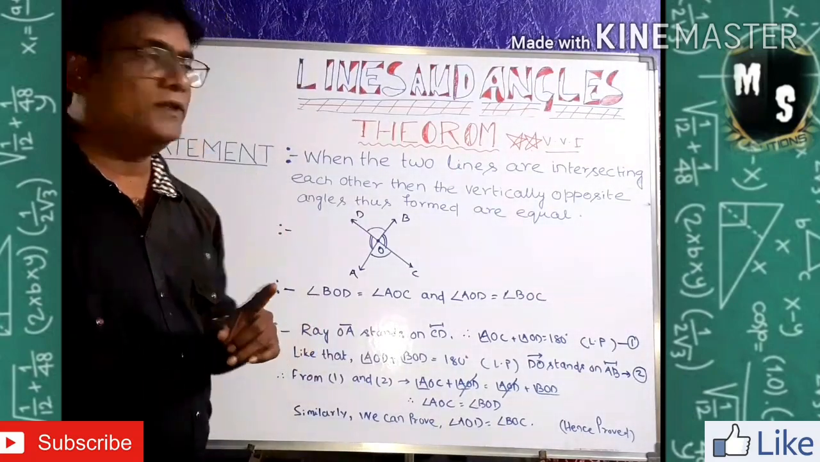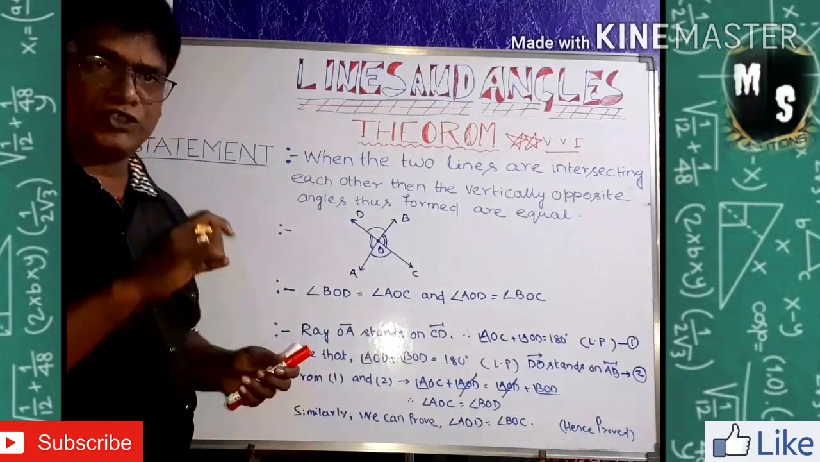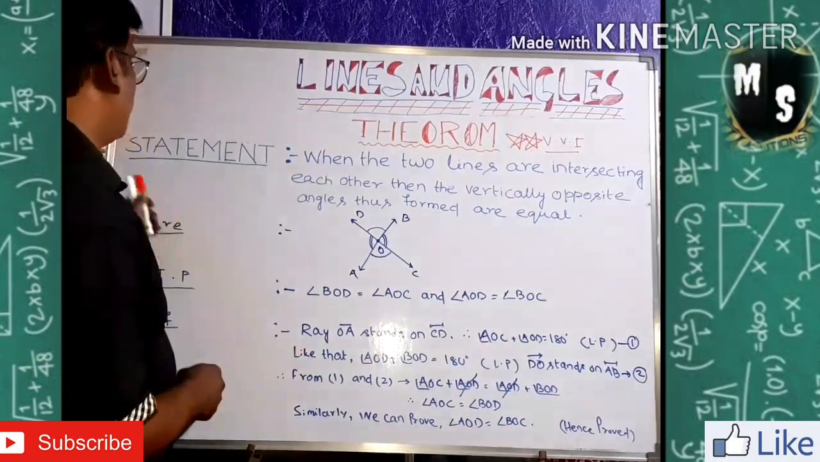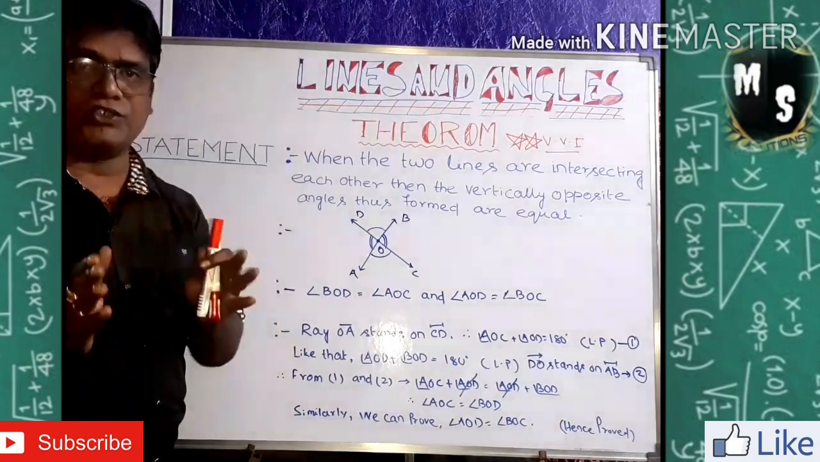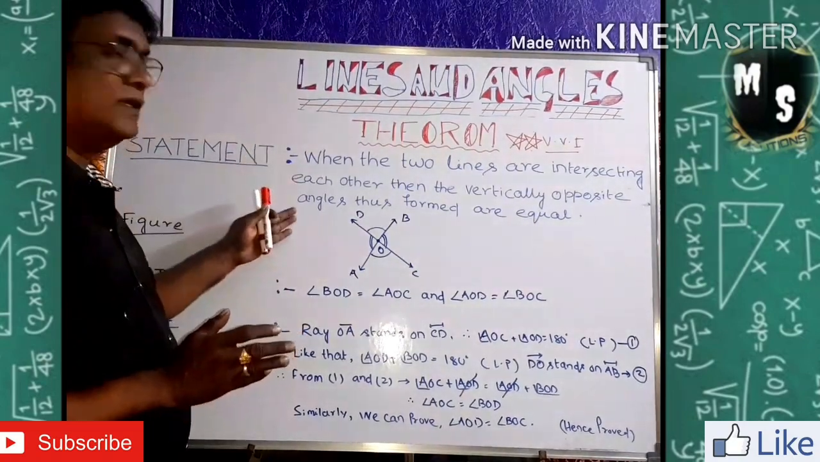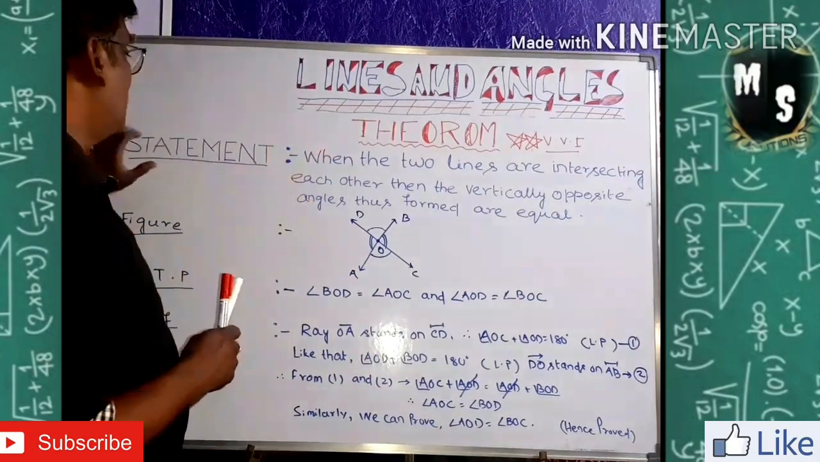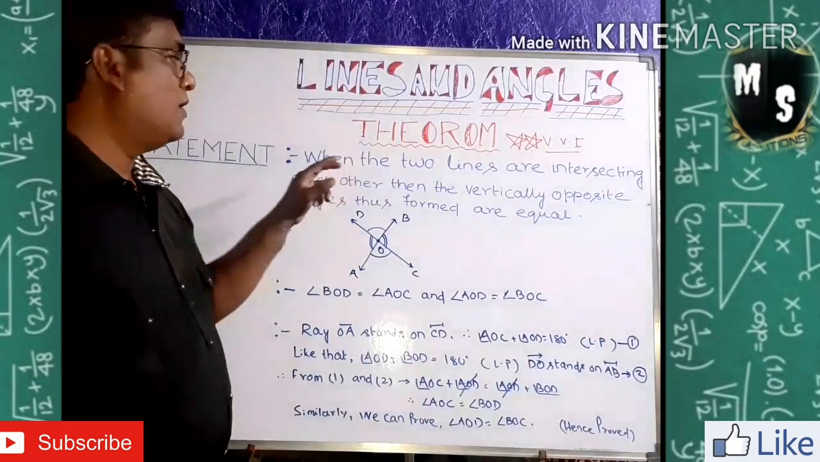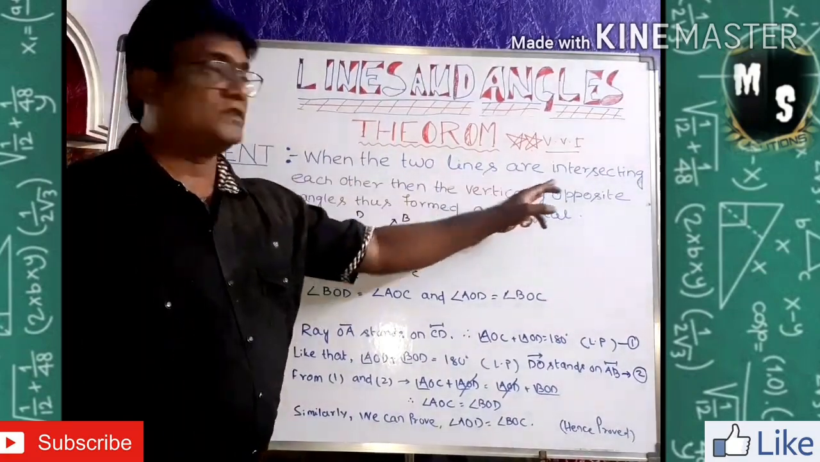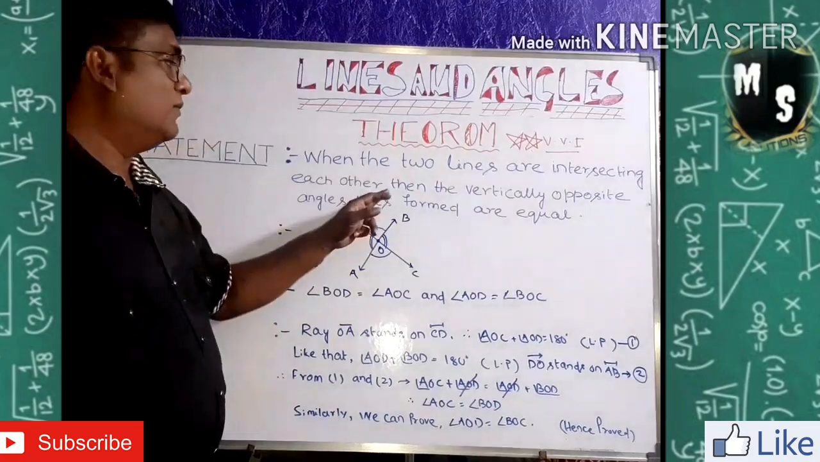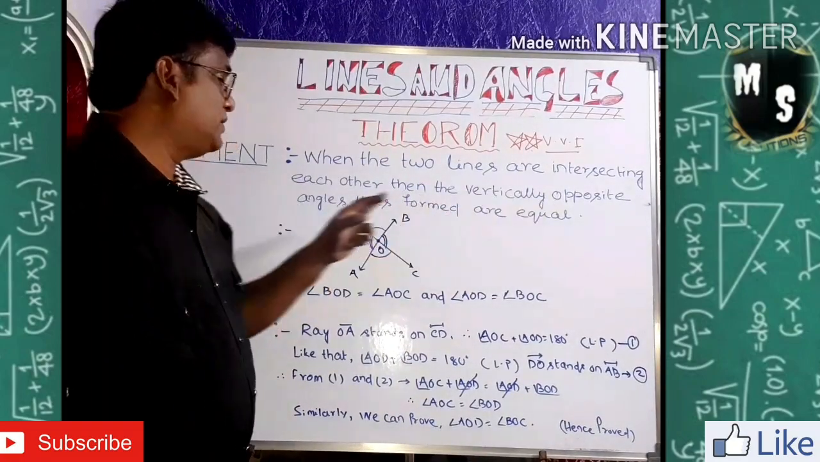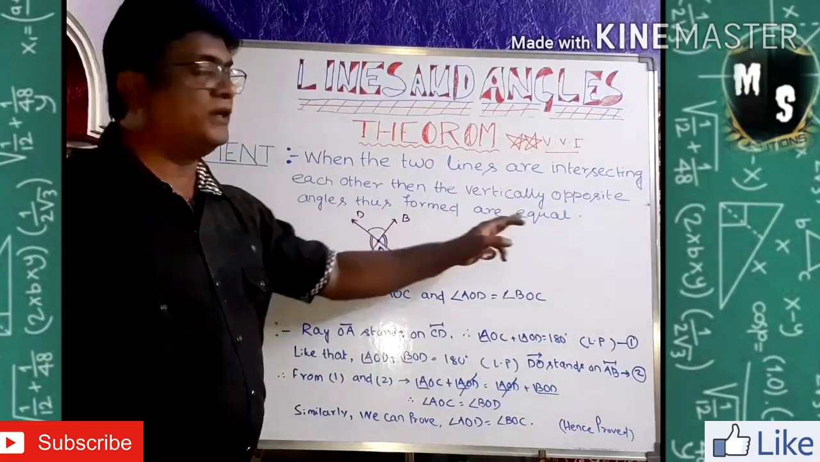Please listen very carefully. First of all, the question is the statement for you. You have to write the statement according to your question. The question will be given, and you have to prove that. So this is your statement. What is the statement? When two lines intersect each other, then the vertically opposite angles thus formed are equal.